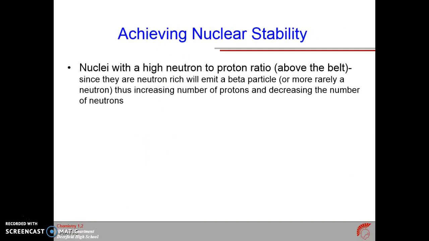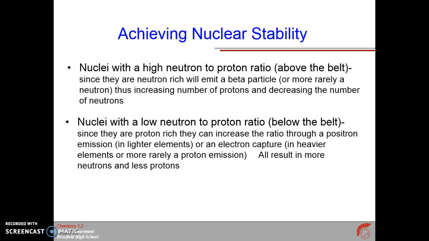So if you have a nuclei with a high neutron to proton ratio, therefore it's above the belt, like we saw, you're going to get a beta particle ejected. Occasionally, it'll get rid of a neutron, but usually it's just a beta particle. And so a beta particle is going to decrease the number of neutrons, but simultaneously increase the number of protons to try and get you to move from left to right on that belt, towards that belt of stability.